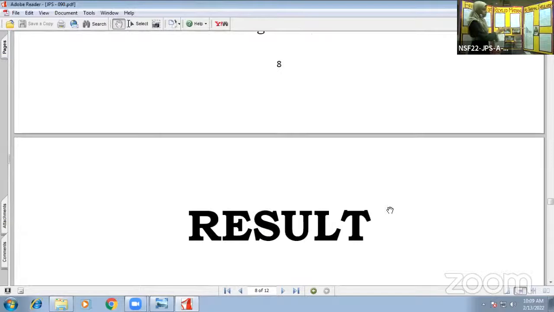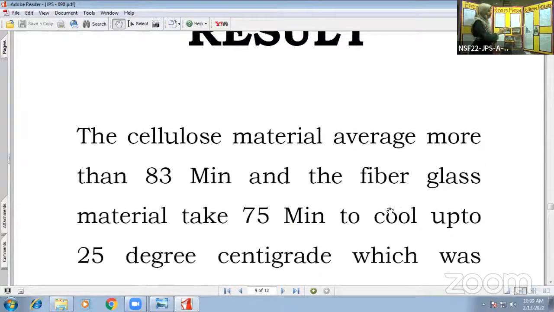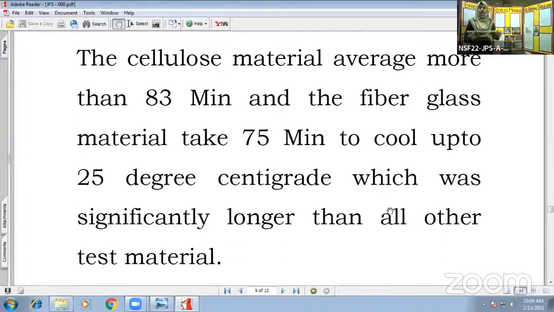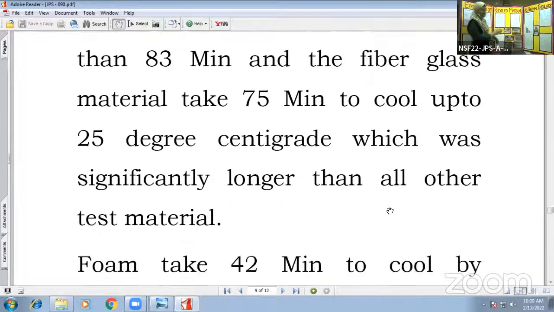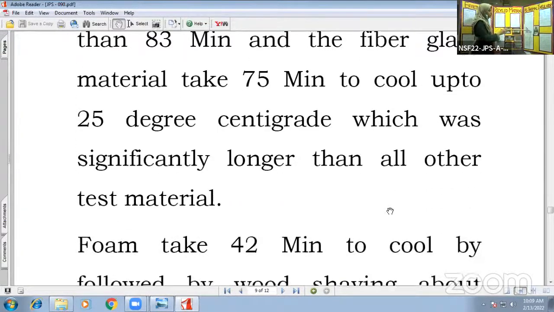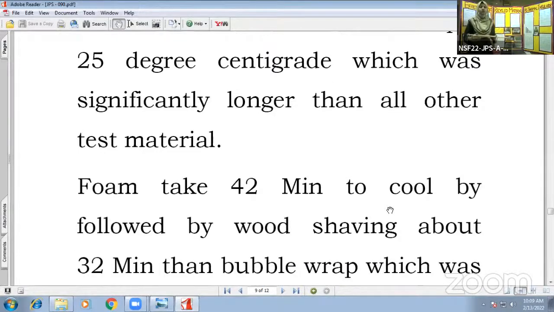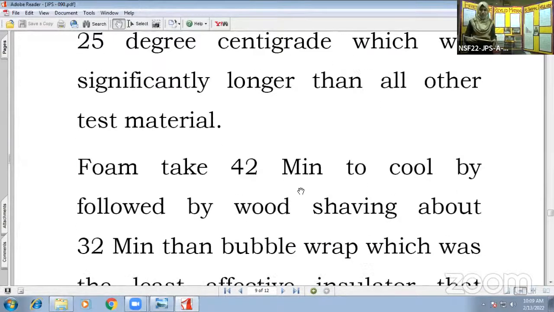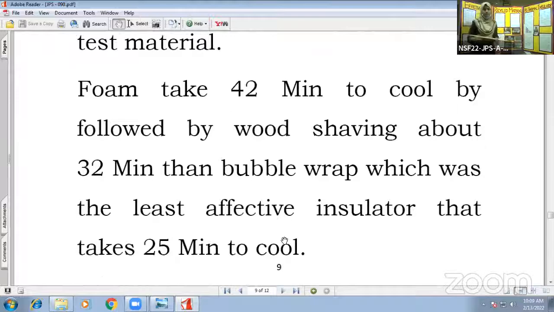We observed that cellulose took an average of 83 minutes to cool and fiberglass took an average of 75 minutes to cool, which was significantly longer than all other insulators. Followed by the wood shaving, which took 42 minutes to cool, and followed by the foam, which took 32 minutes to cool. And bubble wrap was the least effective insulator. It took 27 minutes to cool.